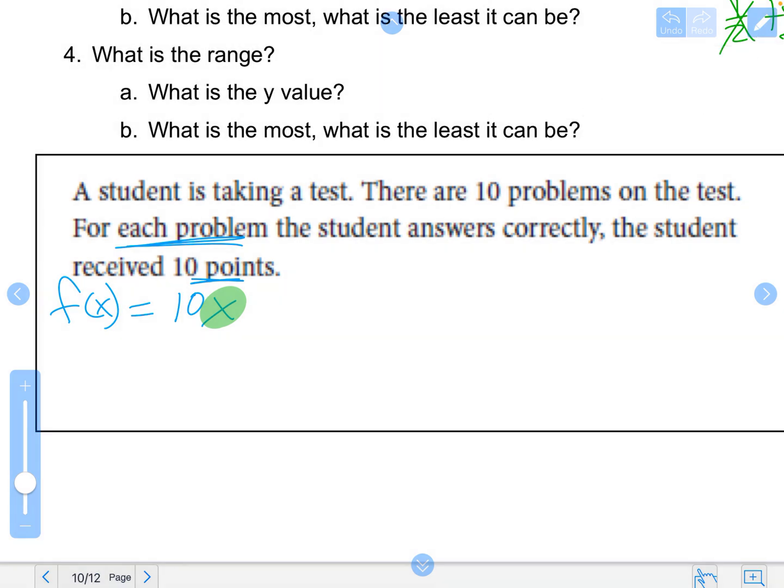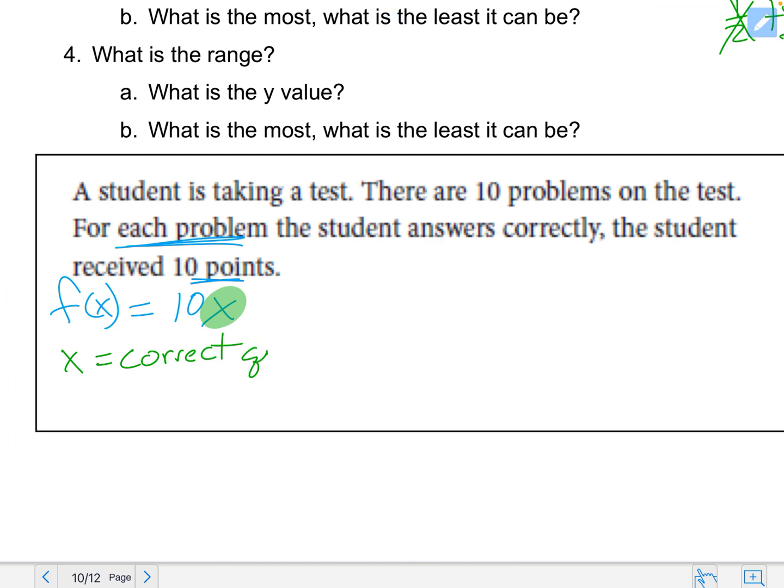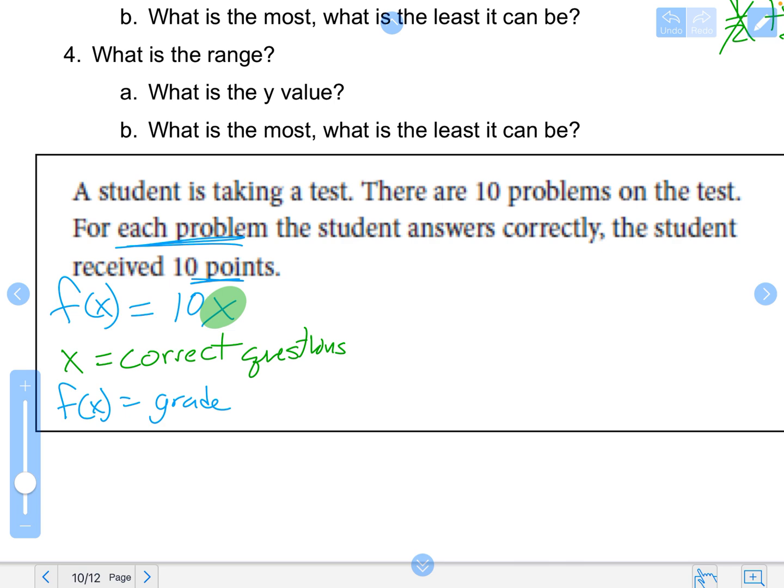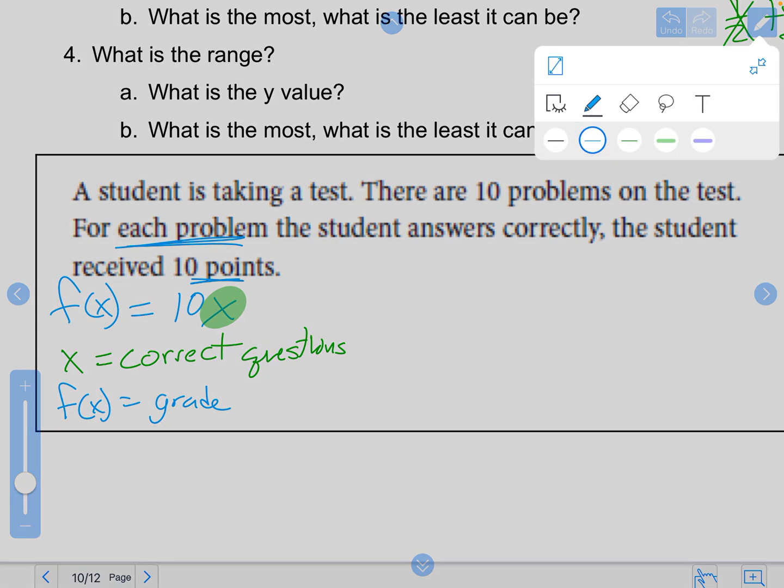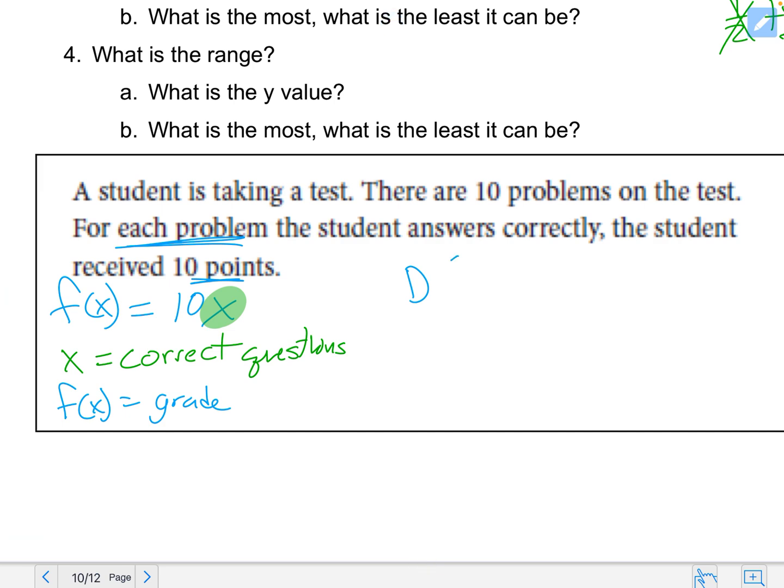So our x is going to be correct questions, because however many we get correct, we're going to multiply it by 10, which means our f of x, or our total, is going to be the grade that we get on the test. So let's think about how many questions that we could get right on a test. If it's a multiple choice test where there's no partial credit, which is what we're going to assume this is, you cannot get half of a question right.